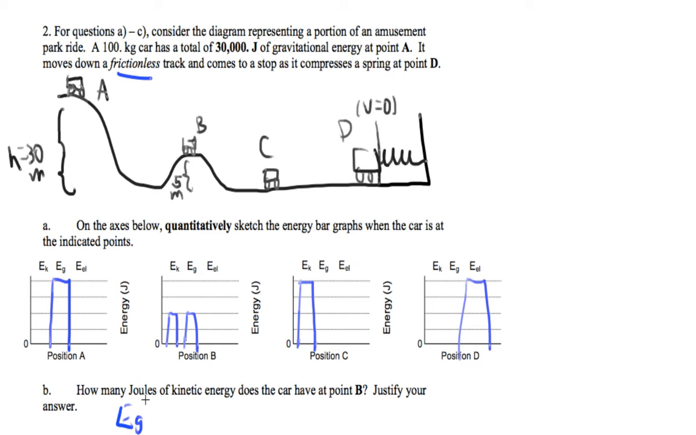So we have E gravity at A equals E gravity at B plus E kinetic at B. All I'm doing here is taking the graph here and setting it equal to the graph here. So I know that I have 30,000 joules of gravitational energy at A because they tell me, silly. And then we have a 100 kilogram car, gravity's 10 and h is 5, plus E kinetic at B. And so what I get is that at position B, my kinetic energy is only 25,000 joules.